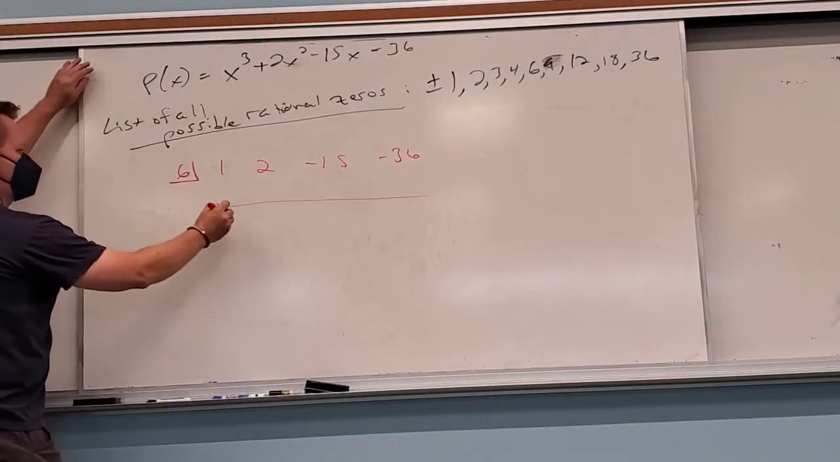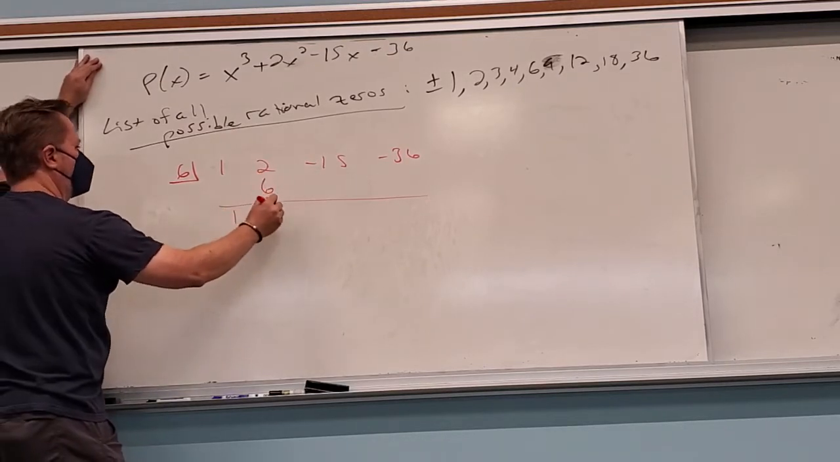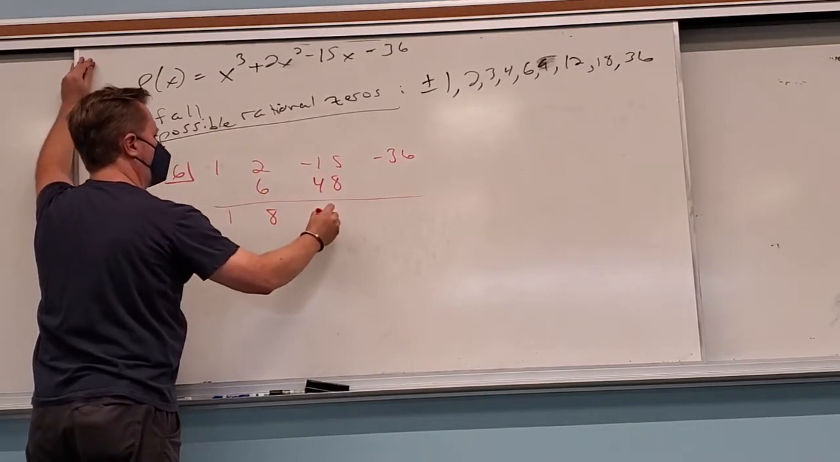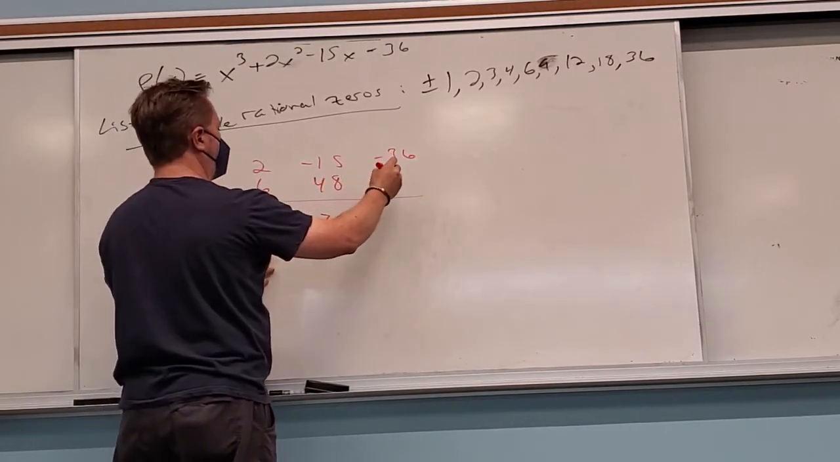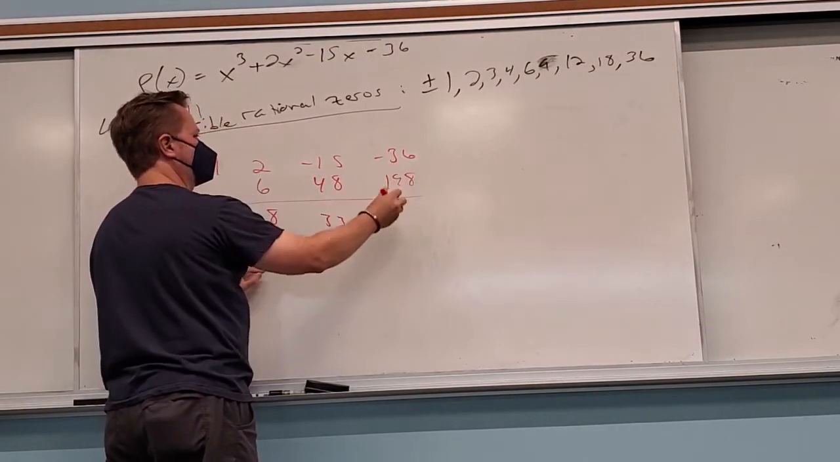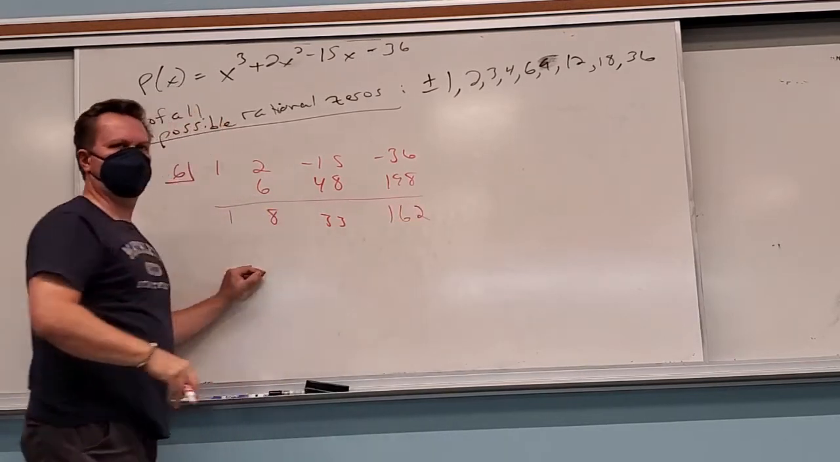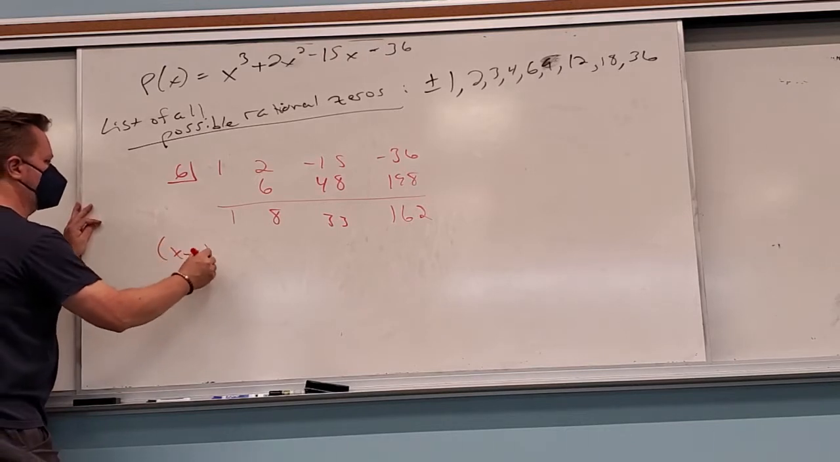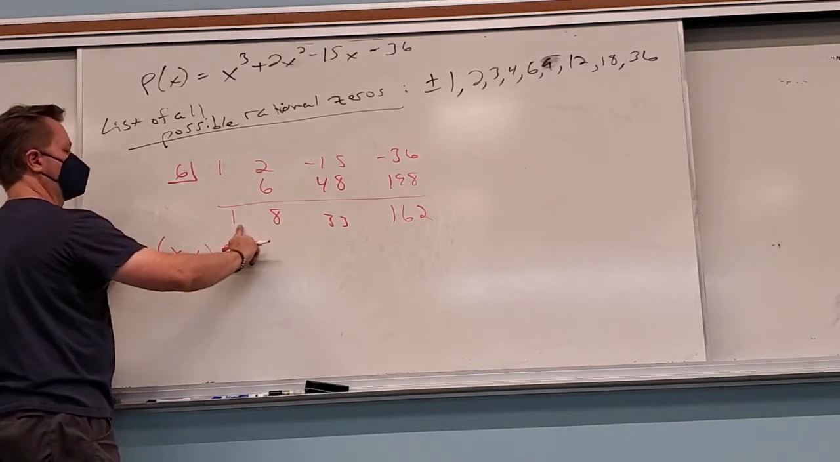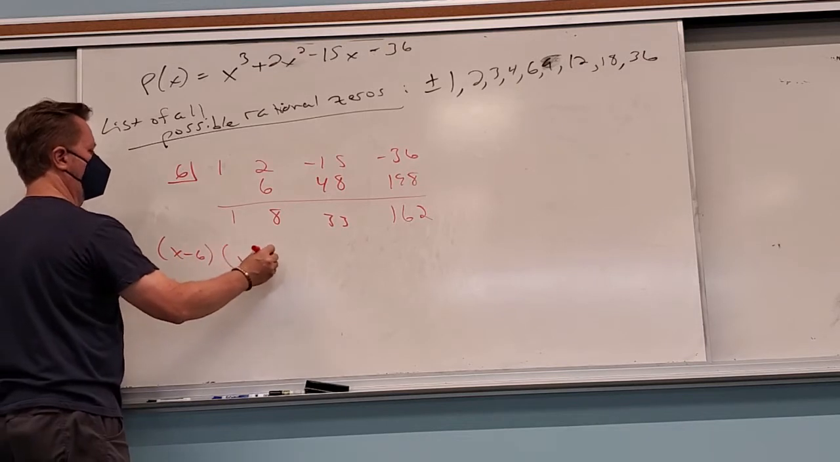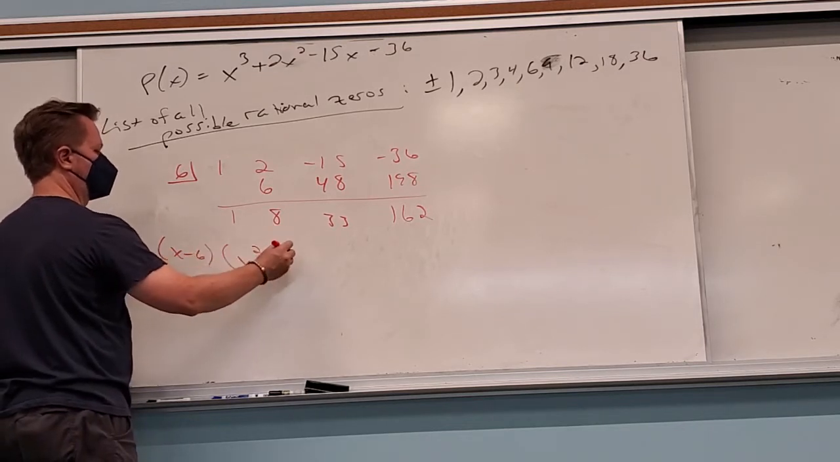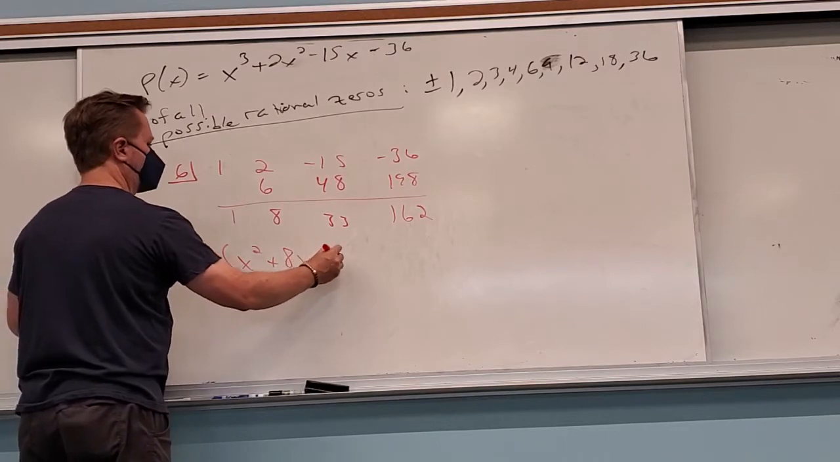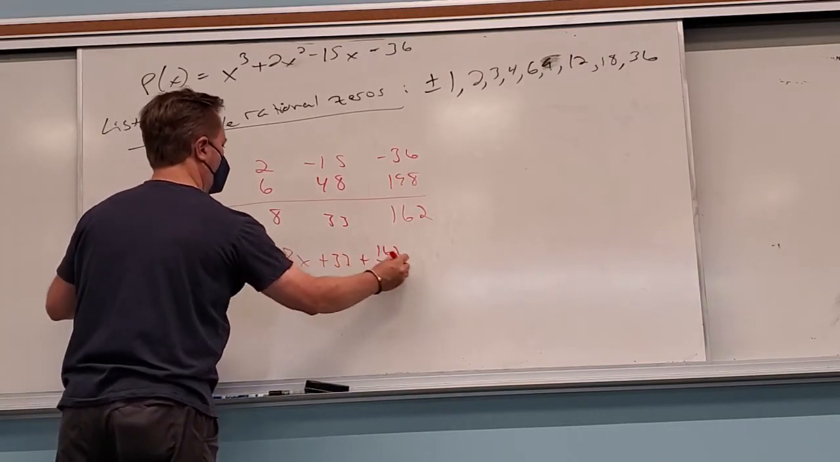So what do you guys get here? Let's see. Let me catch up to you. 1, multiply, add, multiply, add, multiply? Is that right? Add. 162. Okay. So is x minus 6 part of the answer? No. So on its face, that's disappointing. But real quick, wouldn't this be x minus 6 times, help me out, x squared plus 8x plus 33, plus 162 over x minus 6.